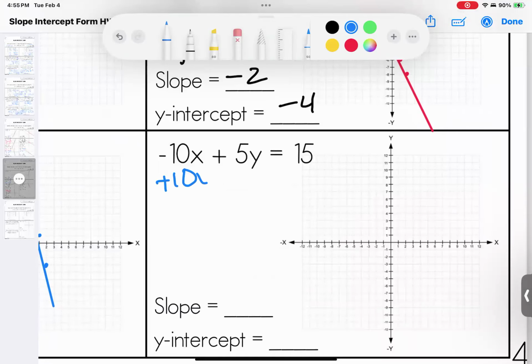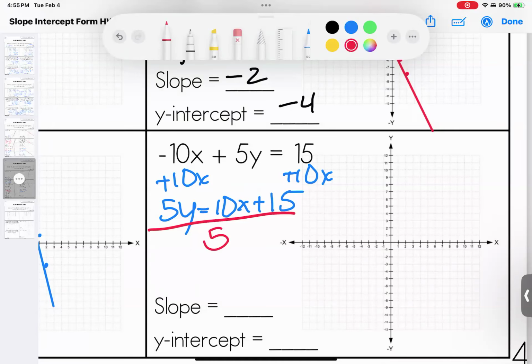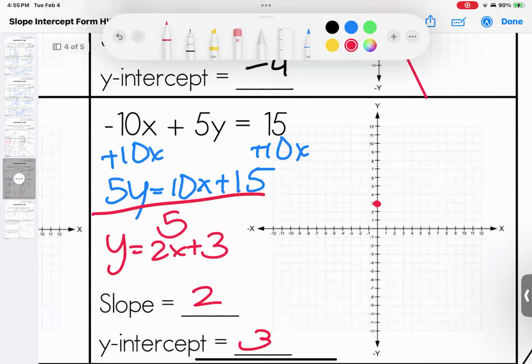All right, plus 10x plus 10x. 5y is equal to 10x plus 15. Dividing by 5. Y is equal to 2x plus 3. All right, up 3. And then we're going to go up 2 over 1. Going to put us right there. All right, here's the moment of truth.